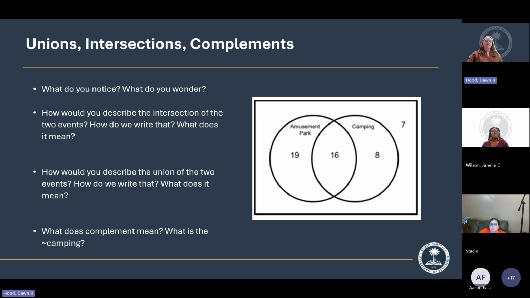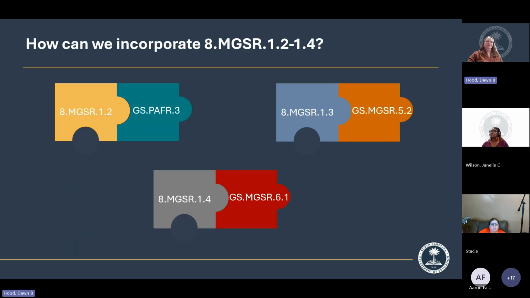All right, y'all ready to move into MGSR? We're only in one. We've got to get through a few more in about 15 minutes. All right. How about 8 MGSR 1.2, 1.3, and 1.4?